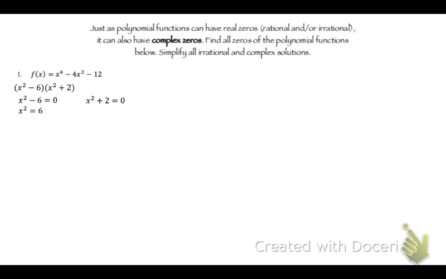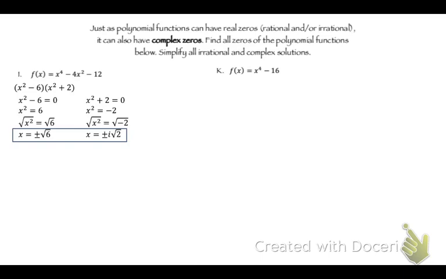Add that 6, square root both sides, and I get x equals plus or minus the square root of 6. For this one, I'm going to subtract the 2, square root both sides, and then I have to pull out that i, so that's plus or minus i square roots of 2. Cool?